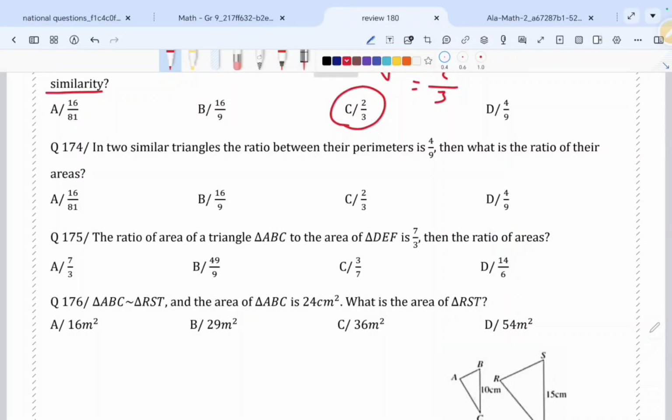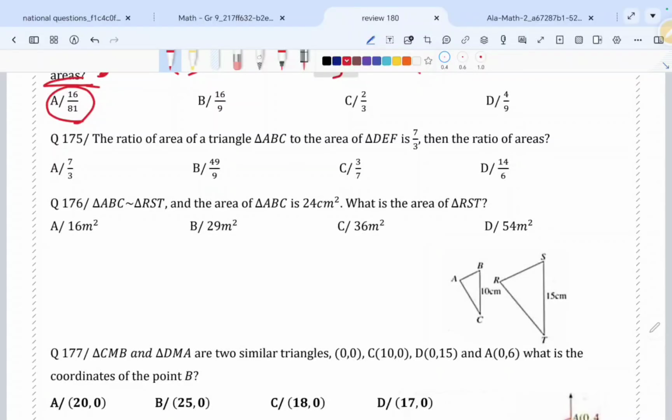What's given here? The ratio of their perimeter is 4 out of 9. Okay? Then the ratio of their area is what? So you have to do power 2. 4 power 2 is 16, 9 power 2 is 81. We're going to change perimeter to area, so you have to power 2. If you change area to perimeter, you have to take a square root. It's opposite. Okay? The ratio of area of triangle ABC and the area is 7 out of 3. The ratio of area is given. They ask about the ratio of area. So it stays the same. Pay attention, please. It will be 7 out of 3.